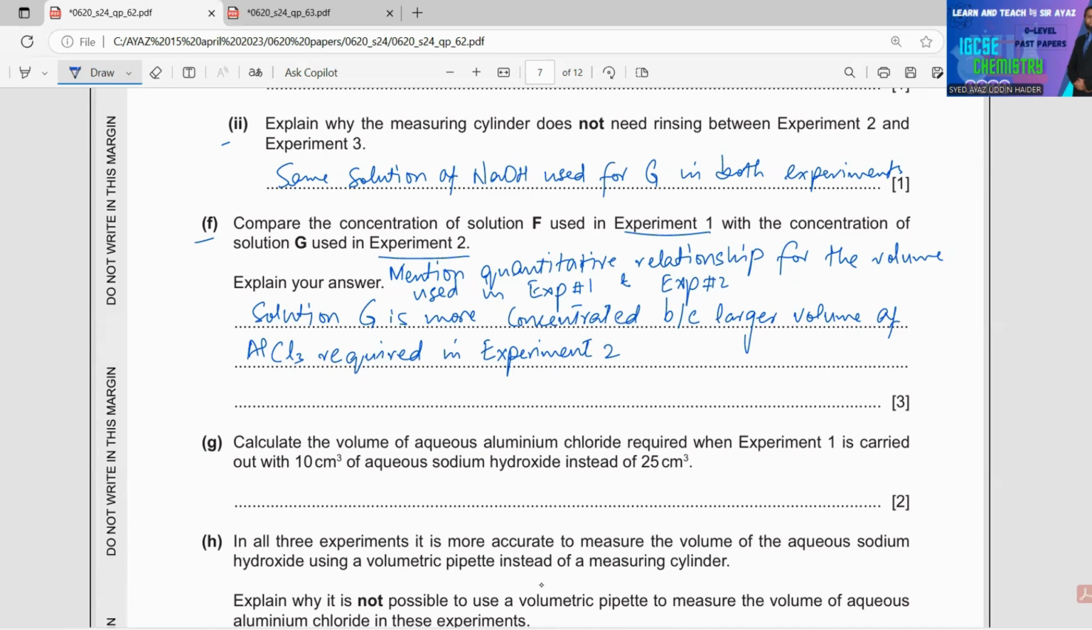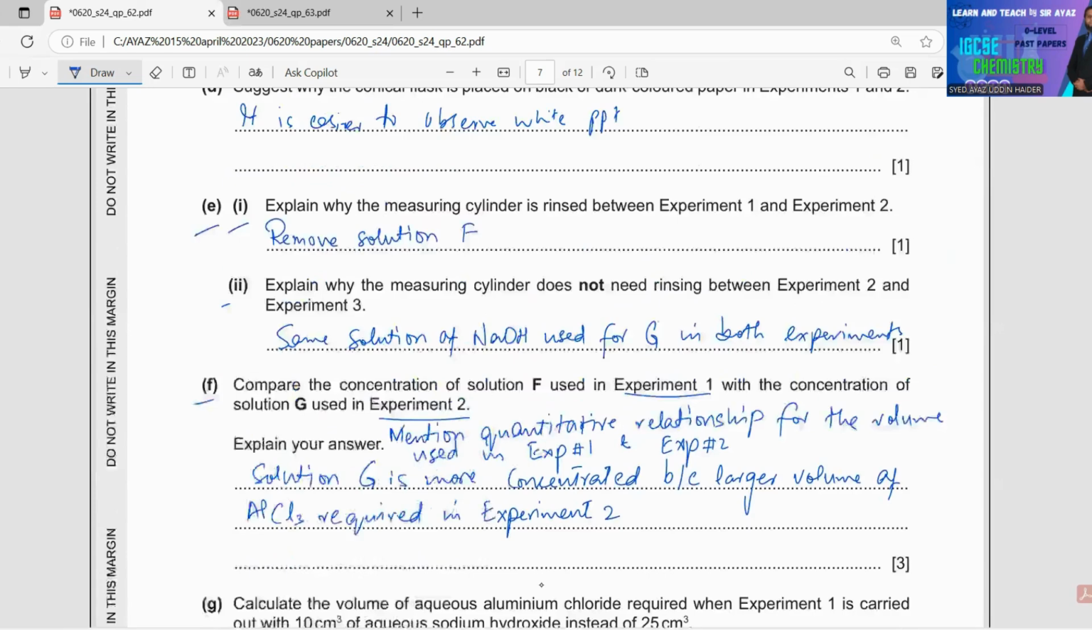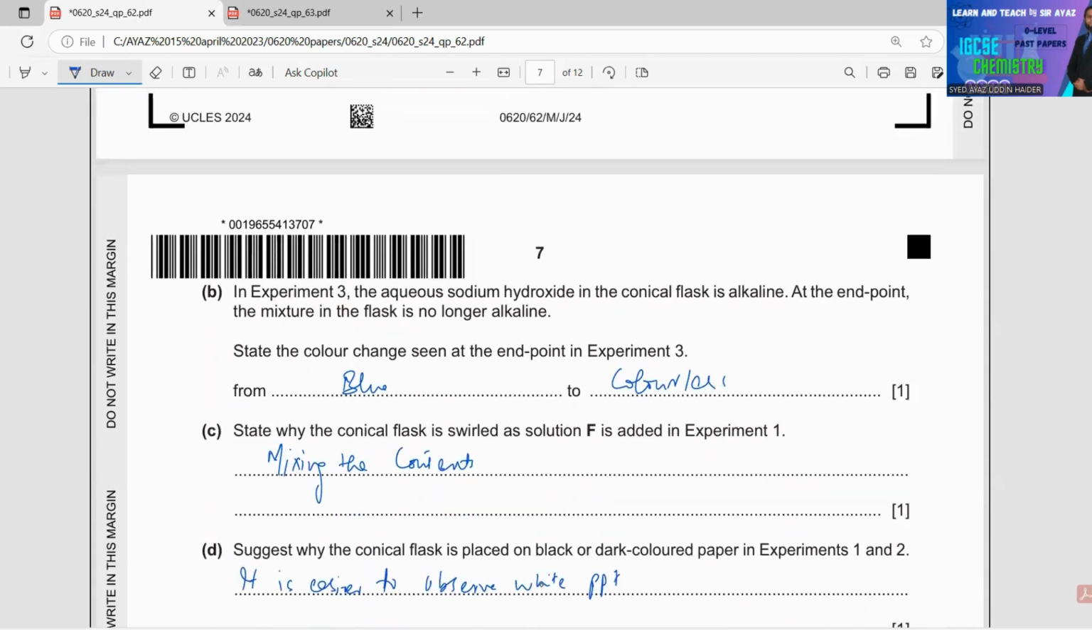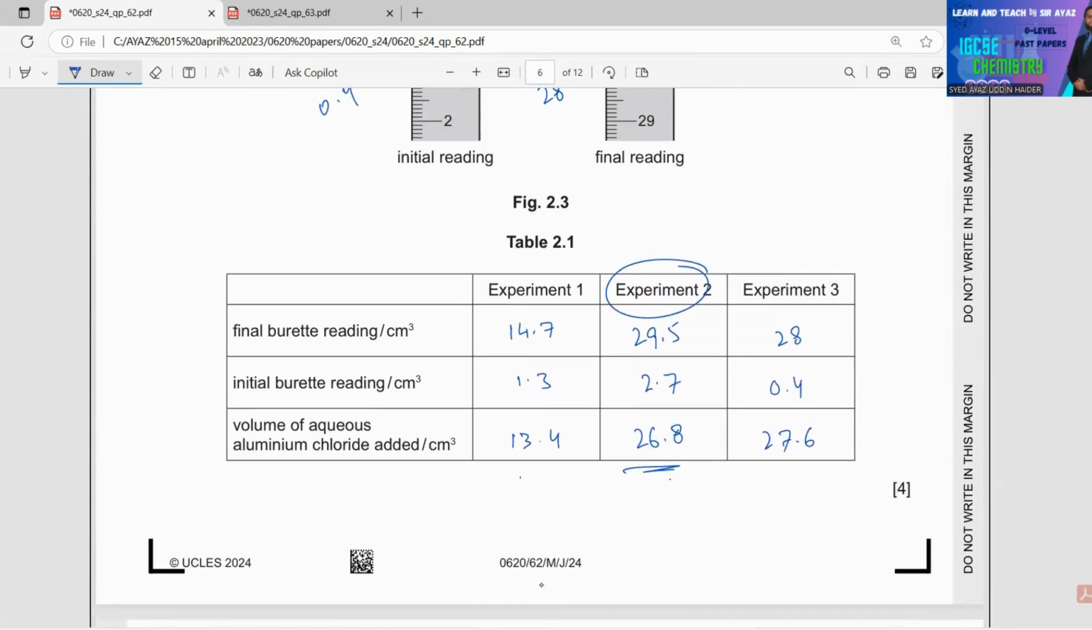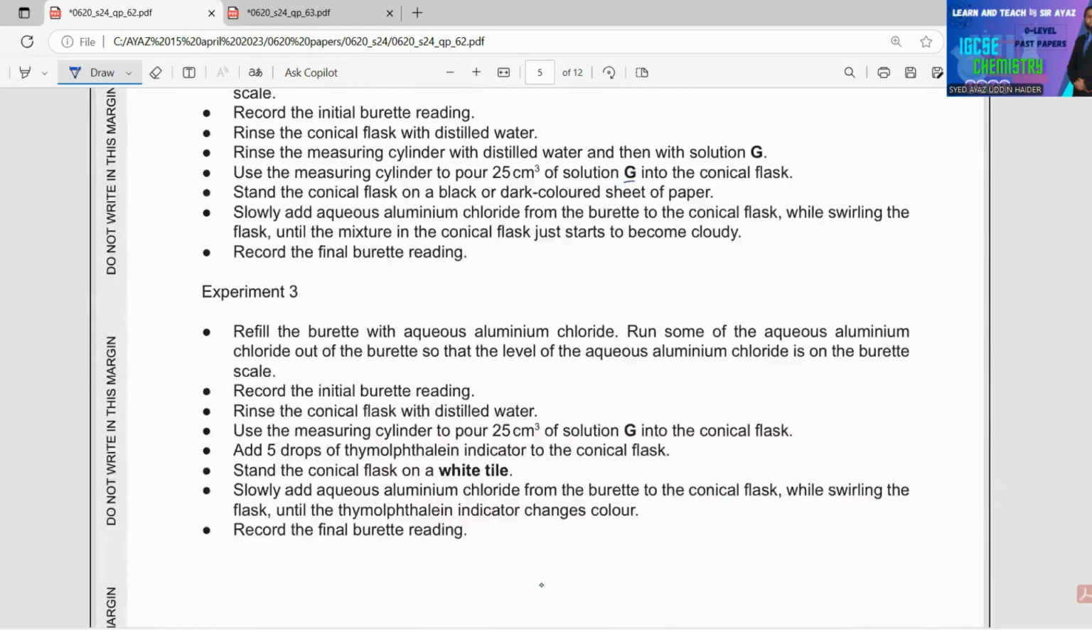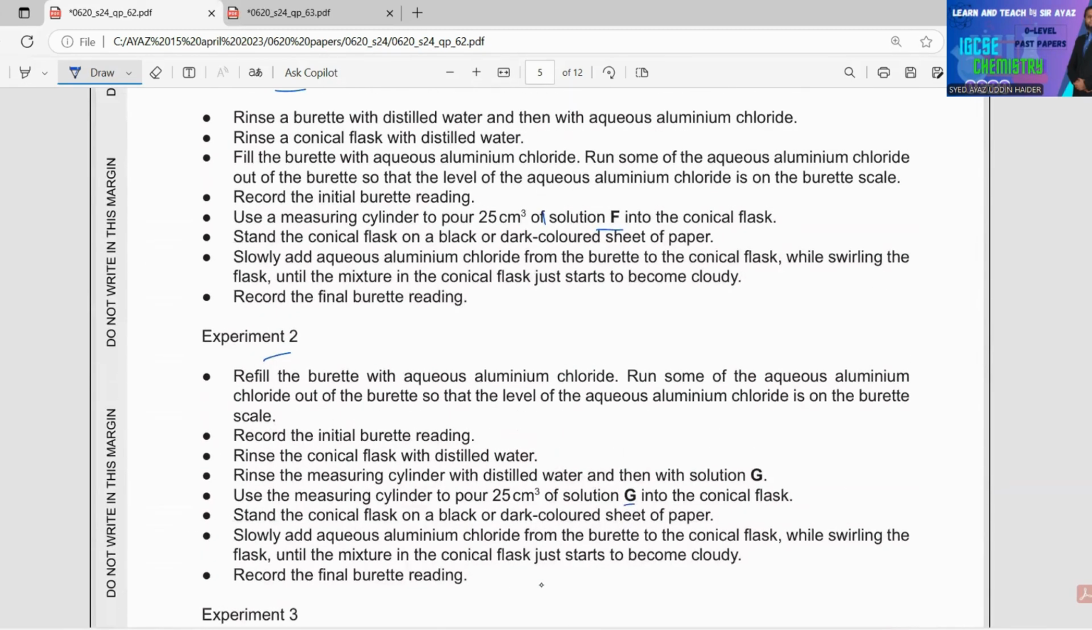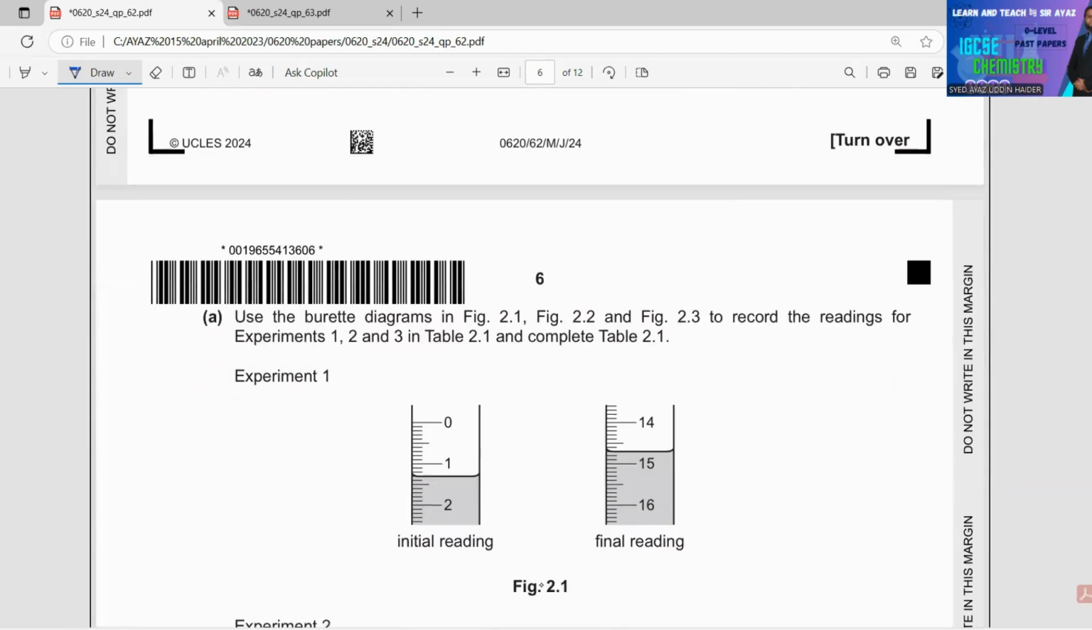Now in solution in experiment 1, you see solution F is twice as concentrated than in experiment 2. Now this time they're comparing solution G and F. Here we are having F and here we are having solution G. So you write the next statement.